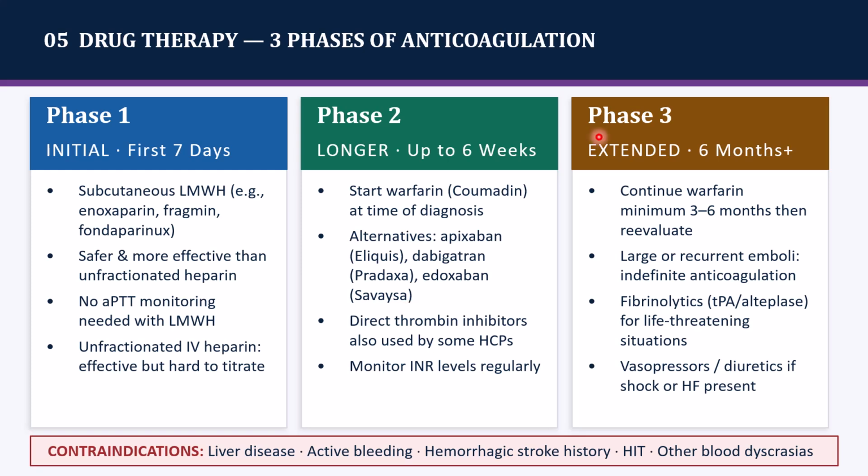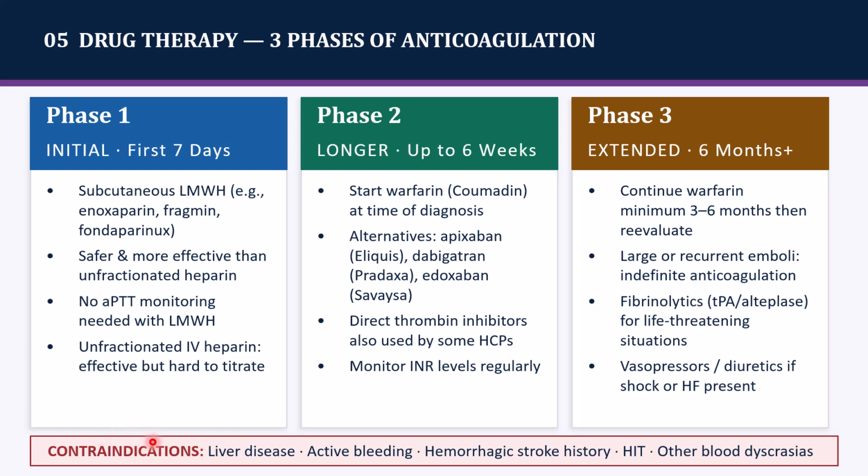Phase 3, extended: 6 months and beyond. Warfarin continues for a minimum of 3 to 6 months and then is re-evaluated. If the patient has had large or recent emboli, they may be placed on anticoagulants indefinitely. In life-threatening situations, fibrinolytics like TPA or alteplase may be used. These agents actually work to dissolve the clot. If shock is present, vasopressors are added. If heart failure is present, diuretics are added.